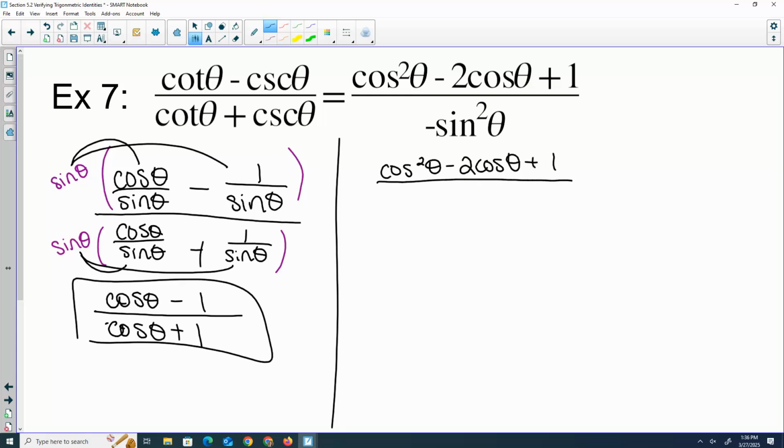So let's change the bottom. Sine squared is 1 minus cosine squared, right? So a negative sine squared is the opposite of 1 minus cosine squared.